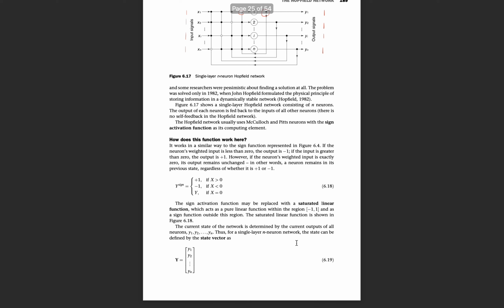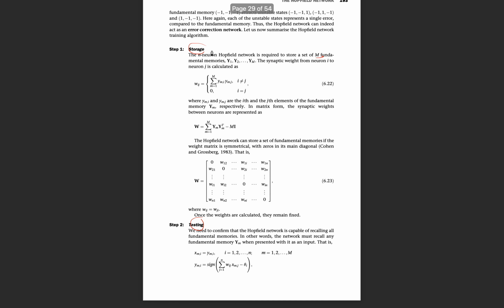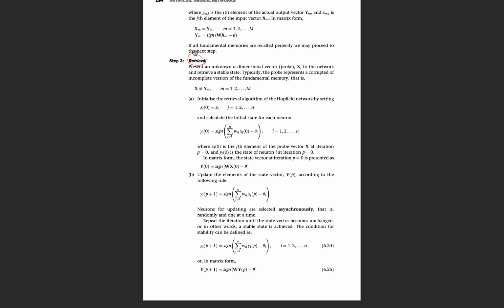Next, ni kita dah tahu, this is the single layer neuron Hopfield network. So how does this function work here? For this Hopfield, we will use the sign activation function. Dalam backpropagation pun kita pakai sign kan. Kalau dalam single layer kita boleh pakai sign, kita boleh pakai step function, ada few lagi activation function lah. In Hopfield Network we have 3 steps: step 1 is storage, step 2 is testing, and the last step, step 3, is called retrieval.